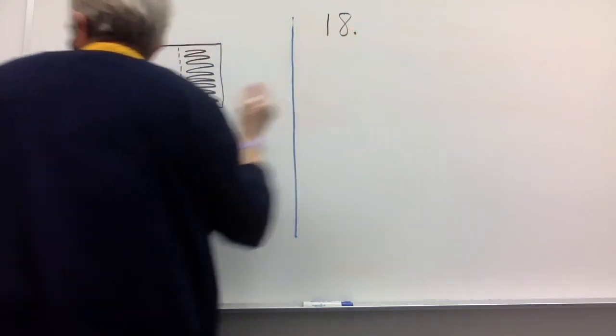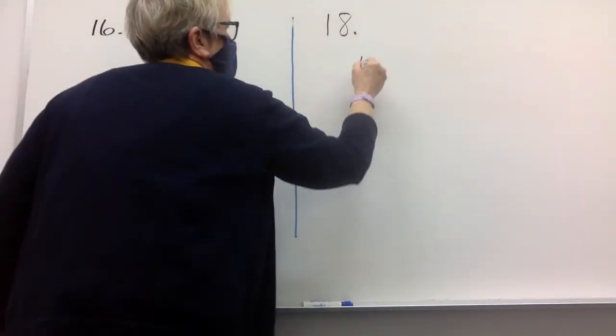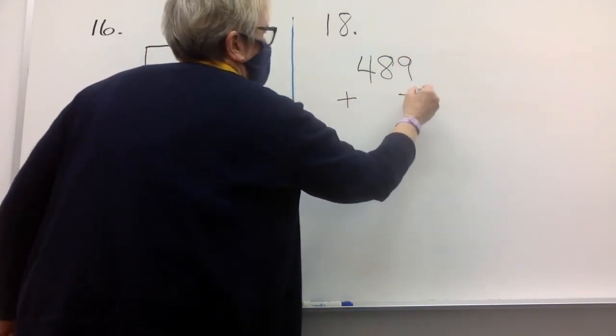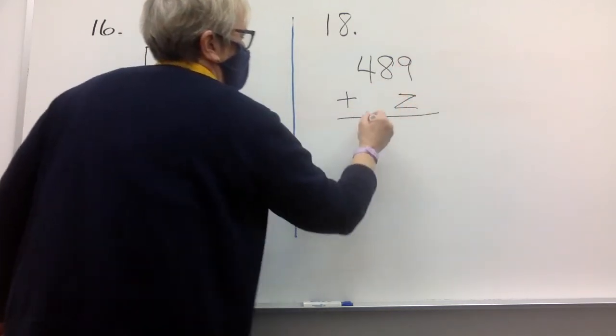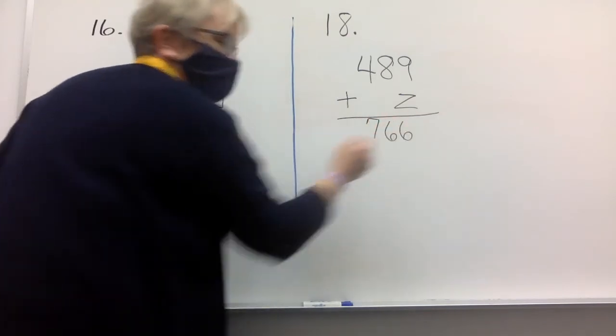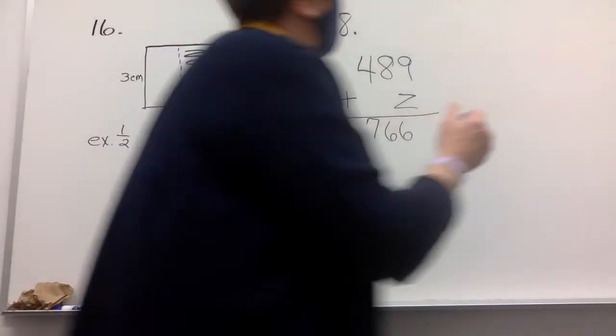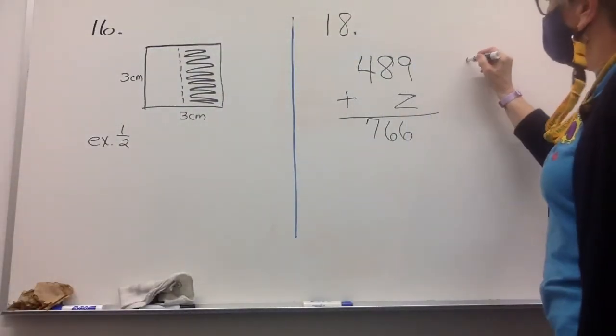In the book, it says 489 plus Z equals 766. Okay, so in a problem like this, we have to try to figure out what Z is. So we know one addend, we don't know the other addend, but we do know the total. So I hope you're thinking in your head, oh, I could take the total. We'll start with that, and we'll write this right beside our original problem. Start with our total, which is 766.